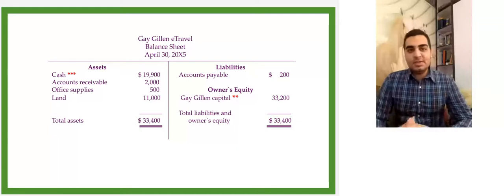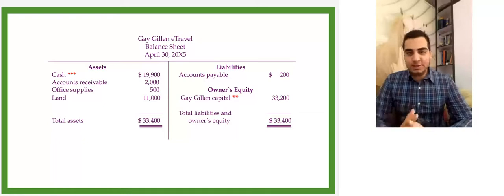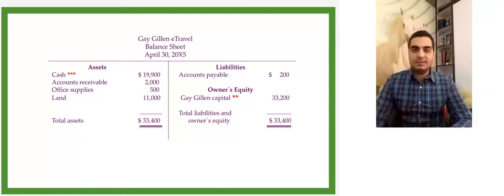The next page is for the balance sheet. Giggling e-travel balance sheet, April 30th, 20x5. On the left side, we have assets. The total assets is $33,400. And on the right side, we have liabilities and owner's equity. You see giggling capital is used in here. There are 2 stars beneath it. In any case, as I told you earlier, total assets must always equal total liabilities and owner's equity. You need to remember that.